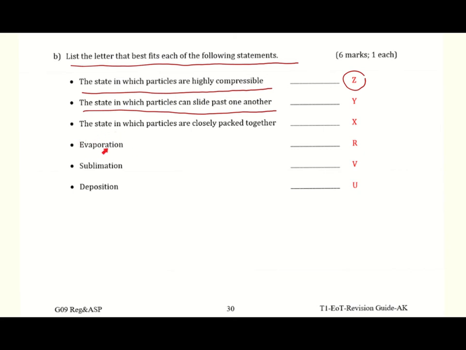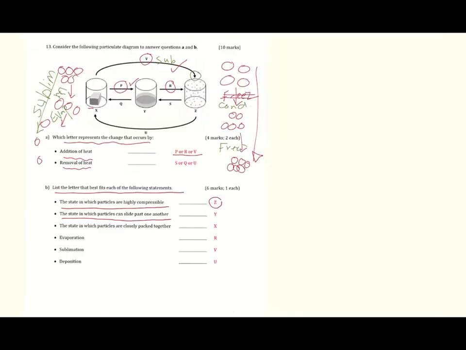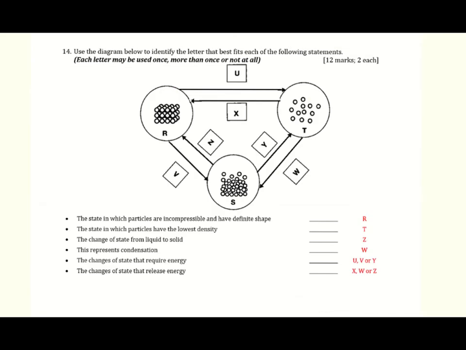Evaporation, change substance from liquid to gas, letter R. Sublimation, change substance from solid to gas, represented by letter V. Deposition, change substance from gas to solid directly, which was represented by letter U. Use the diagram below to identify the letter that best fits each of the following statements. Each letter may be used once, more than once, or not at all. So it's not necessary to use all the letters.